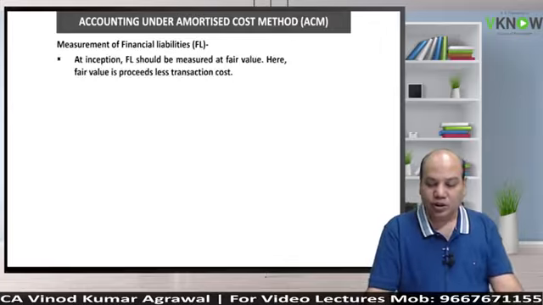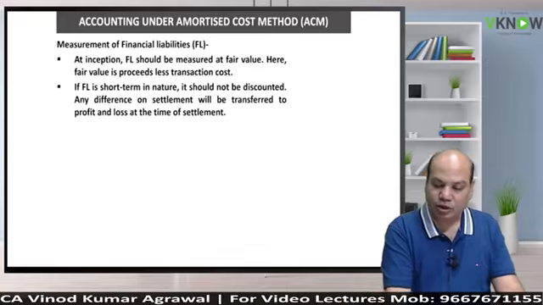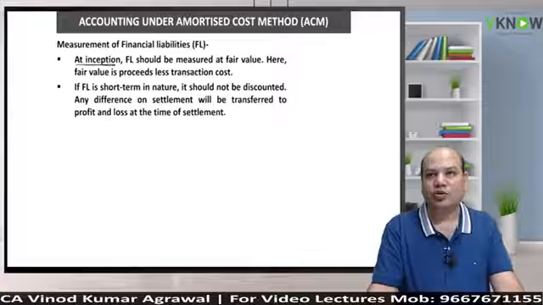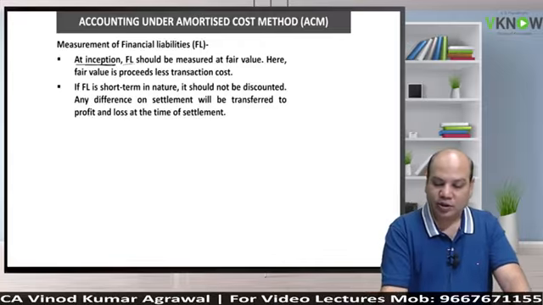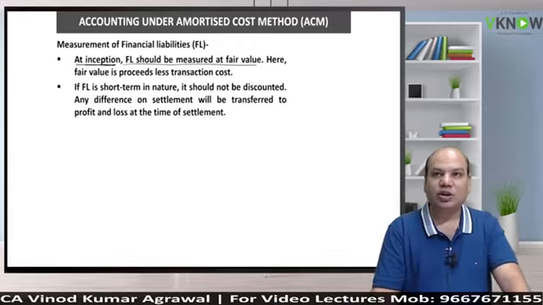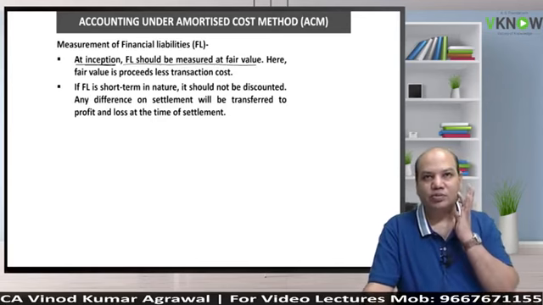So how do you measure the financial liability at amortized cost? We have to learn first, on inception, what is the amount you will put in the books of account. On inception date, the basic theme is financial liability should be measured at fair value. Throughout the standard, whether it is FA or FL, FA means financial asset, FL financial liability, initial recognition is at fair value.